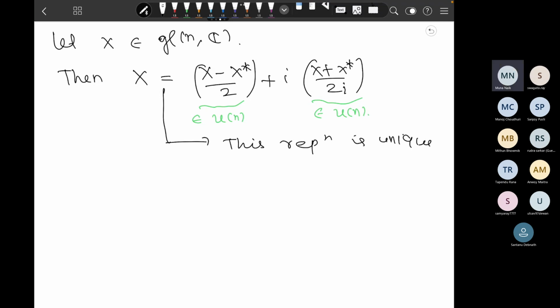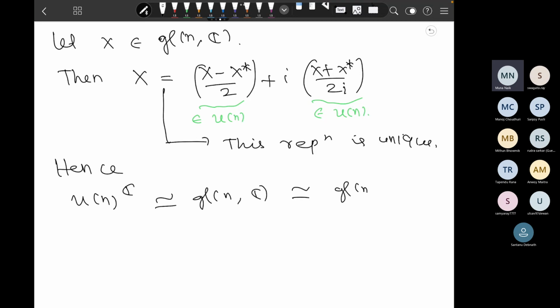So hence you get this thing. The complexification of u(n) is gl_n(C). But u(n) is the Lie algebra of the capital U(n), and U(n) is a compact Lie group. So this u(n) is a compact real form.